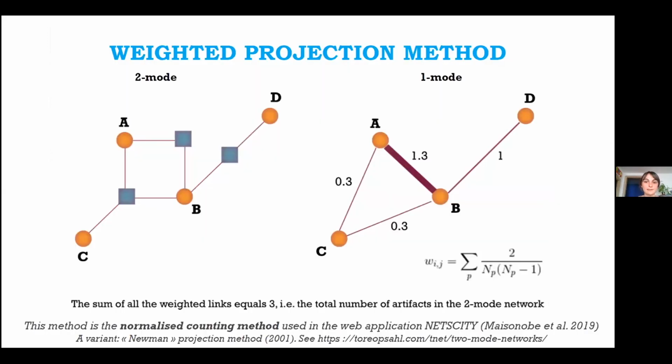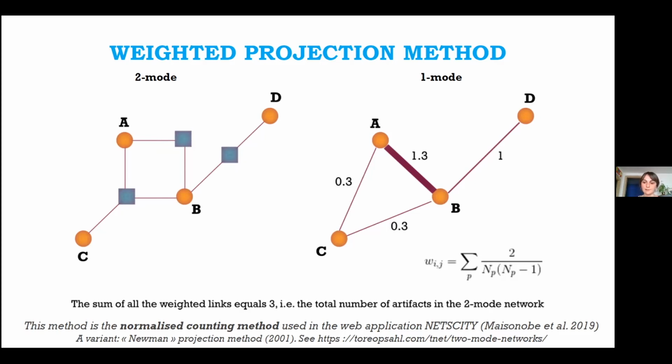And so for the weighted projection method, what is interesting is that we have taken into account the bipartite information, the fact that some papers are signed from many cities at the same time, whereas some papers are signed from only two cities. And we have weighted the links according to the number of cities that were involved in one paper.